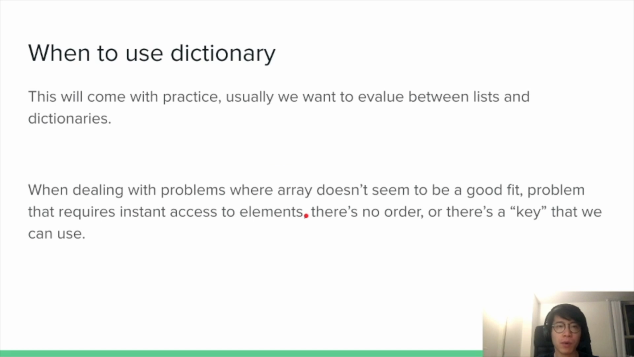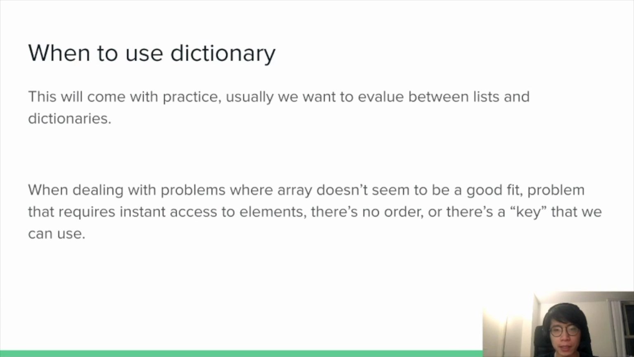So the question that we want to raise here is when to use the dictionary. We have two types of data structure that we have learned about, a list and a dictionary. And these are the majority of the data structures that you will meet during your journey in computer science, at least in the earlier phase of your journey. It's sometimes not an easy question to answer. This will come with practice for sure.